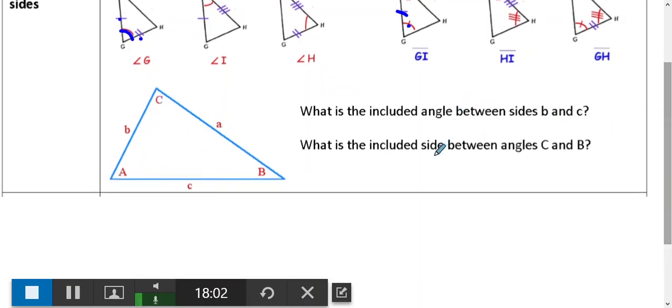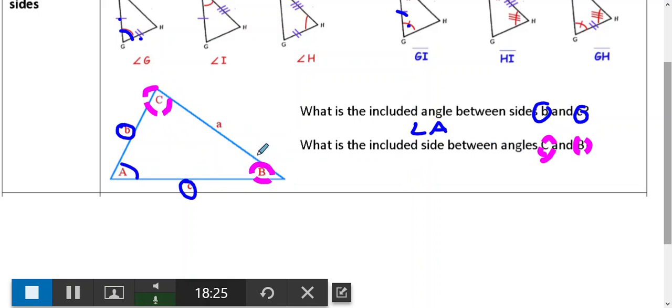Okay, we're asked what is the included angle between B and C. So it's asking us for the angle between these sides, B and C, and the included angle would be angle A. What's the included side between angles C and B? Here we have C and we have B. And the included side is side A.